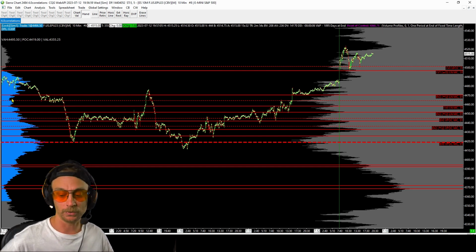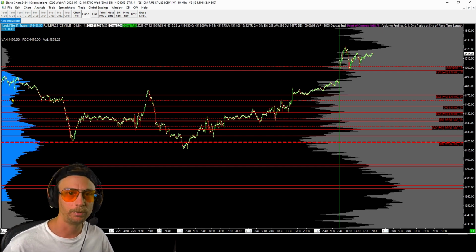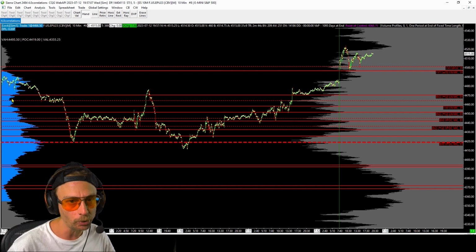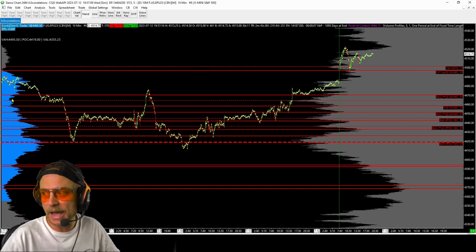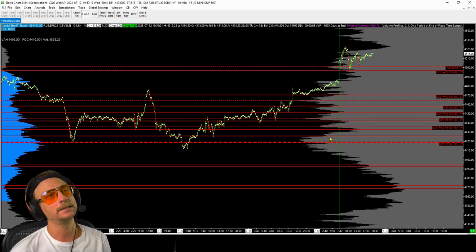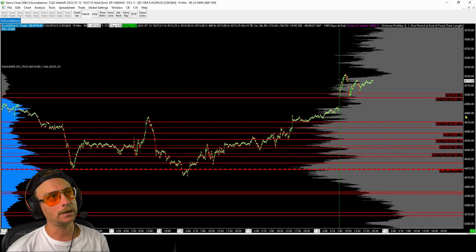Same with the low nodes. Those are excruciatingly unpopular prices, and that's a fact. You can't argue with that. Higher nodes, more volume, more popular. Lower nodes, lower volume, less popular. That is a fact. It is that simple to understand that you can lean on these things, and I do a lot.